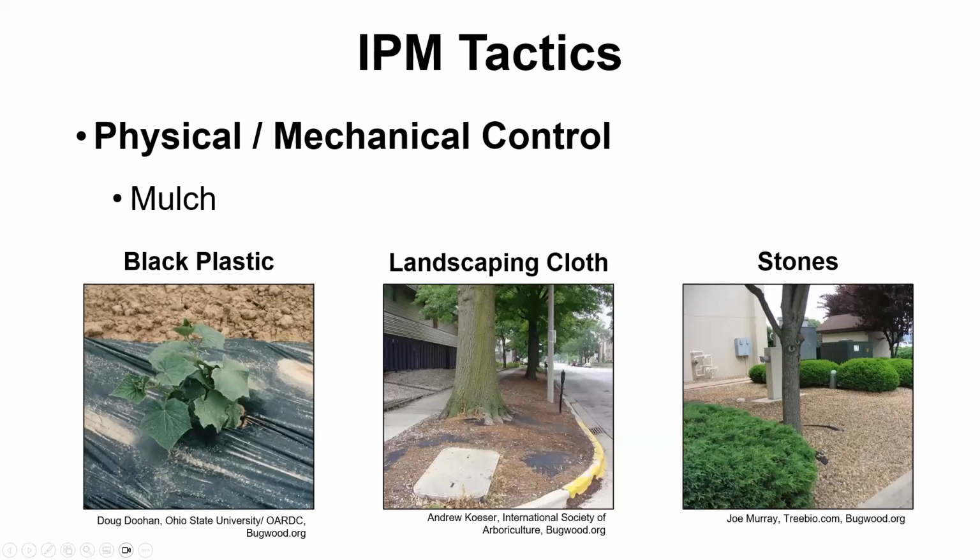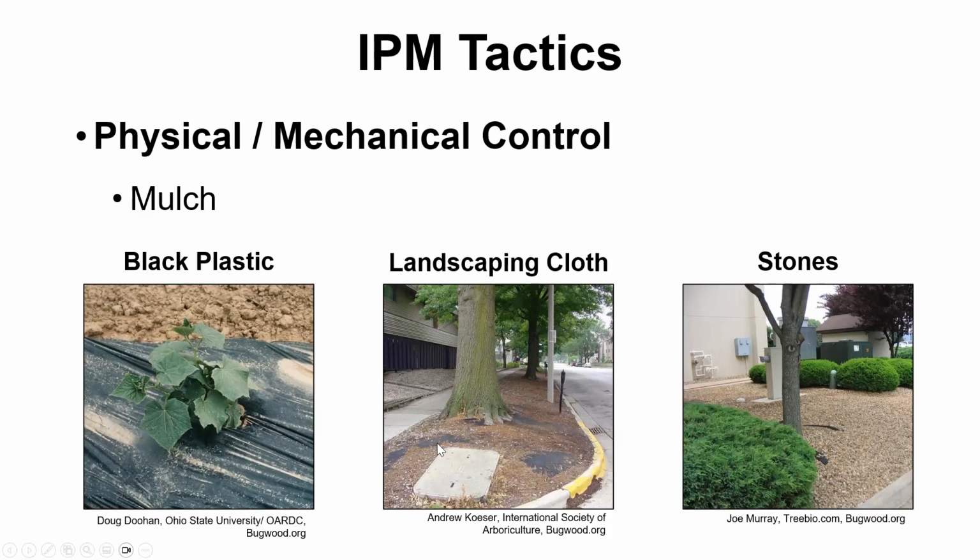So another control method is mulch. We talked about mulch as a cultural control, right, when it has to do with water. It's used as a physical mechanical control when it comes to weeds. So there's lots of different kinds of mulch. Here are some inorganic mulches, right? This is black plastic. It also helps with water, but the big part of black plastic is it's going to control those weeds.